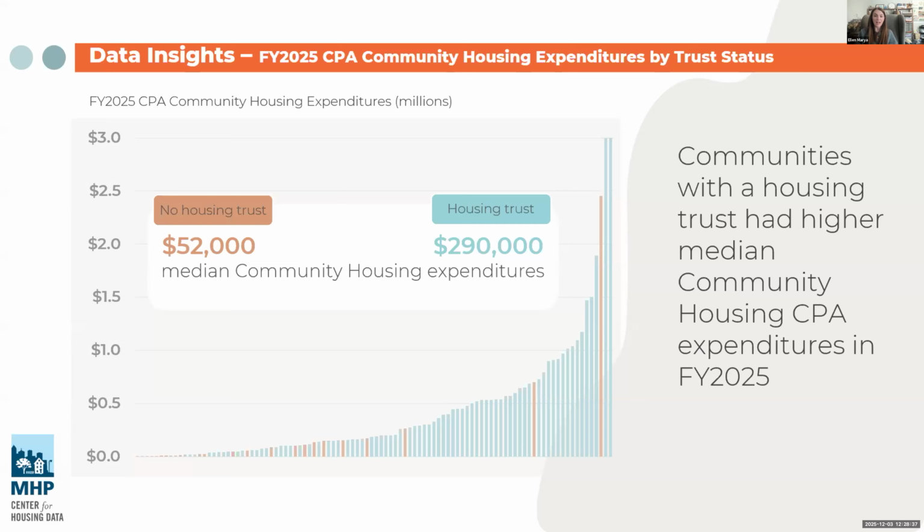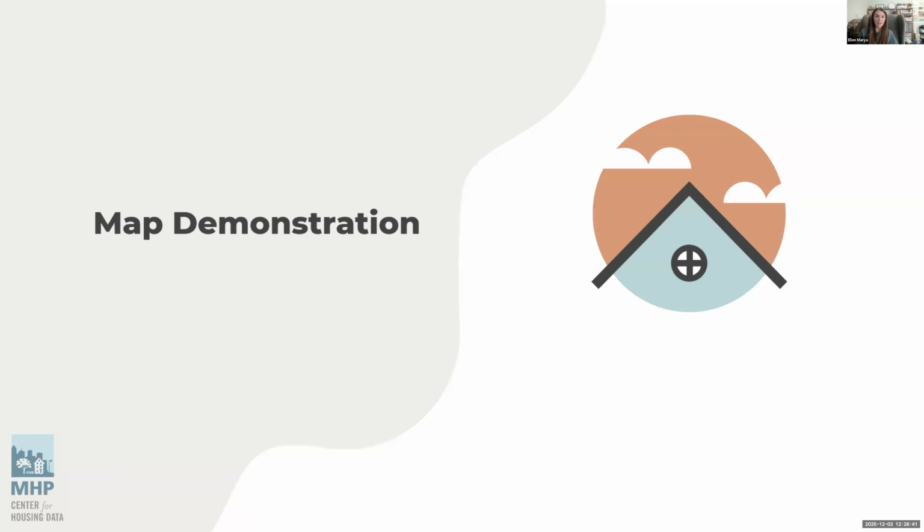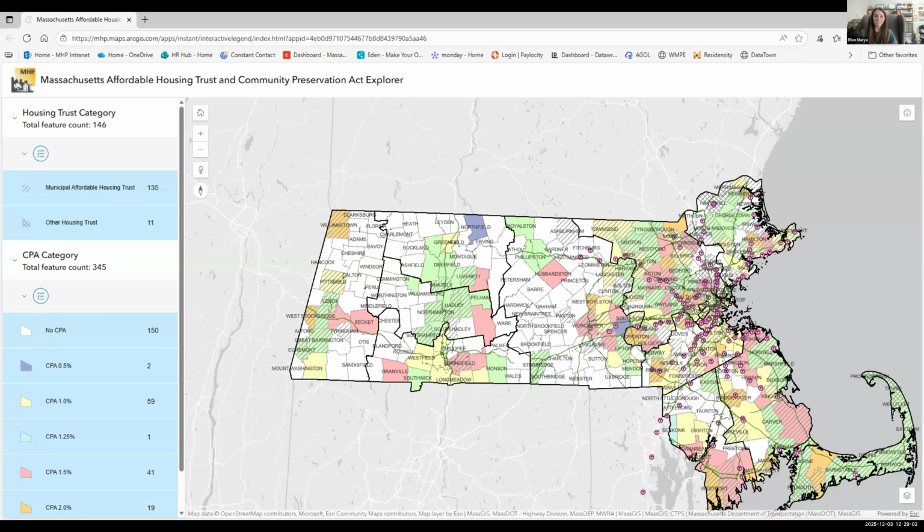So again, this is the kind of analysis that we are just starting to dig into, that we're excited about as we are sharing this tool. And so what we want to do next is I'm going to change my share, pull up our map, and Richie will talk us through the Explorer that we have created.